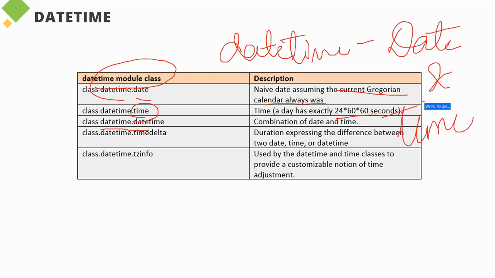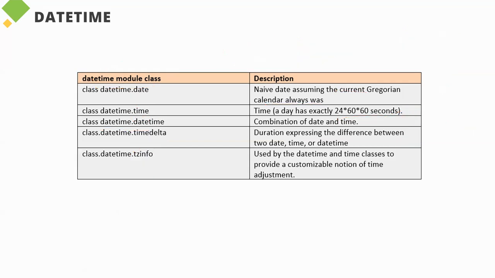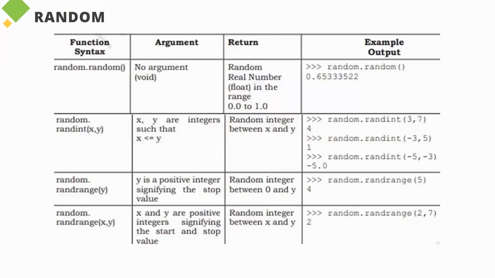If you go with datetime.timedelta, it gives the duration expressing the difference between two datetime or date or time values. And tzinfo is used by both the classes datetime and time. It provides a customizable notion of time adjustment between the two dates and times. Okay, let's move on to the next. Here is the most used library, the random library.